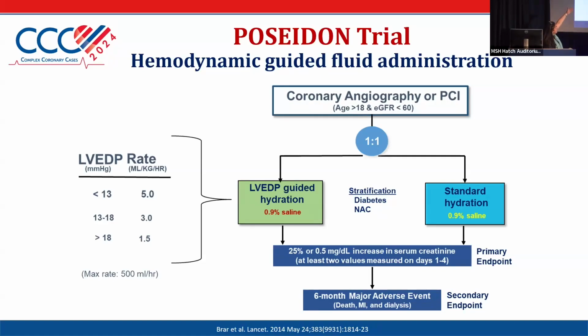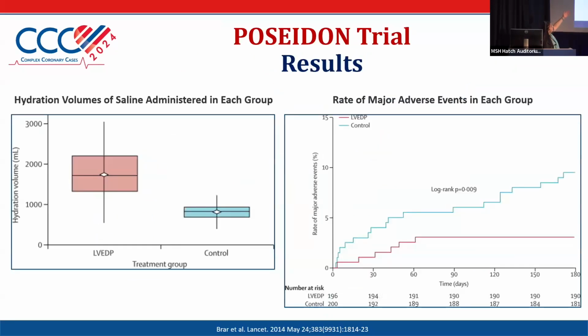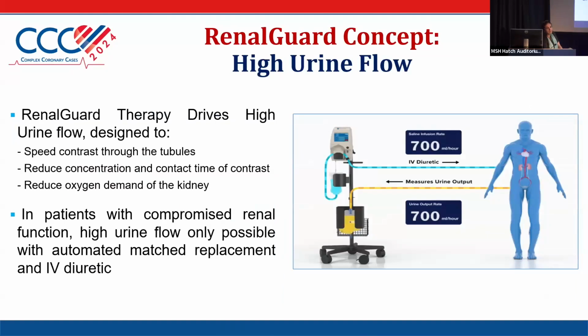If the EDP was low, he gave more fluid, 5 milligrams per kilo per hour for LVEDP less than 13, 3 for 13 to 18, and for more than 18, only 1.5. So he really was hydrating gently in the higher LVEDP, compared to the standard. And look what happened. Not only did he show a much greater reduction in the hydration volume, as you could see here, with the high LVEDP, but very important is the reduction of the major adverse events and acute kidney injury.